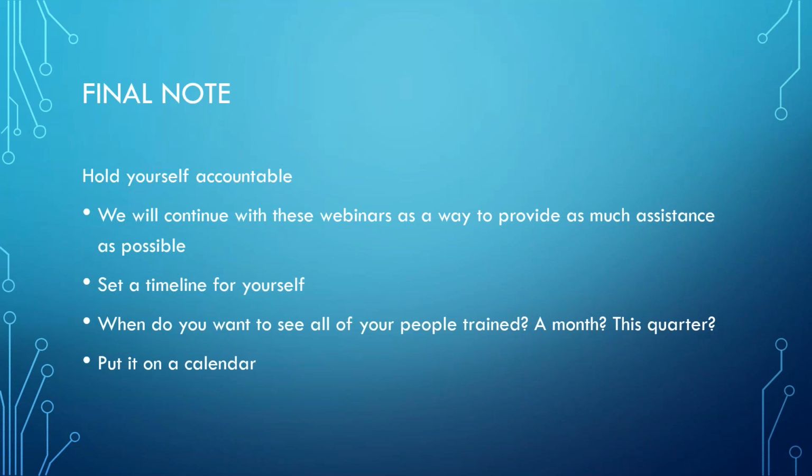So don't give yourself too much time here. Get this implemented just as soon as humanly possible. A month, I think that's reasonable. Some organizations are not going to be able to get it done that fast. So maybe within a quarter, but I wouldn't stretch it out any farther than that. I would want everybody trained and certified at worst case within 3 months from today. So set that personal commitment, put it on a calendar, and then hold yourselves accountable to that.